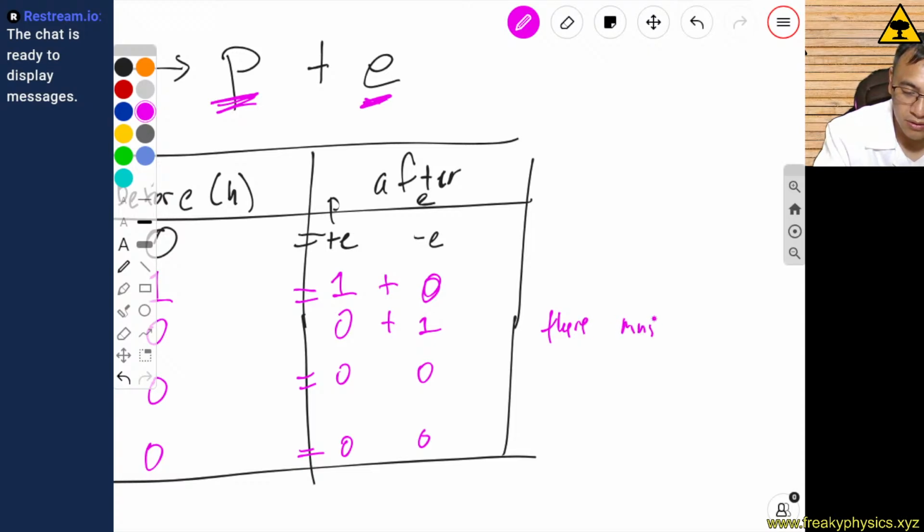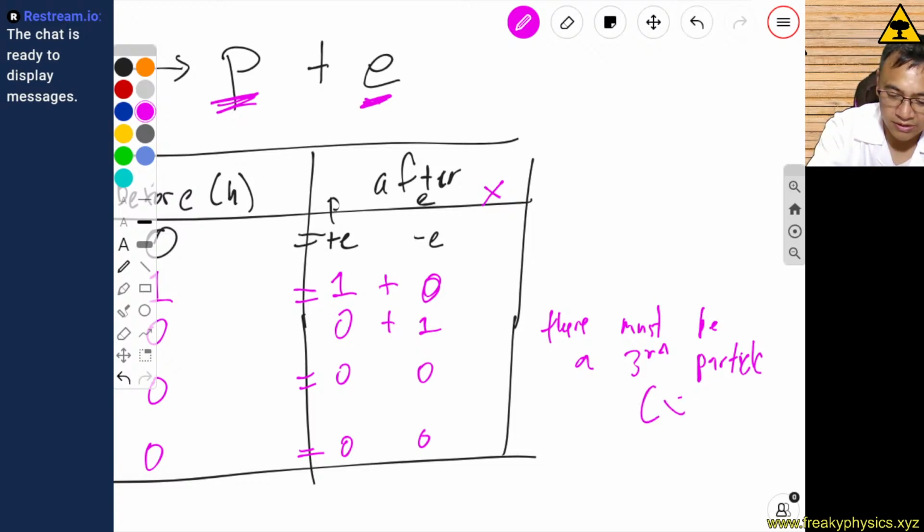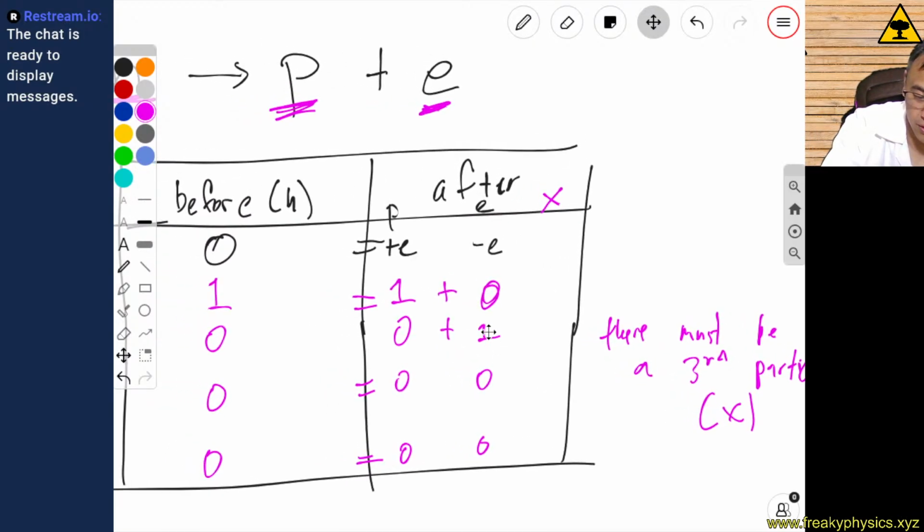There must be a third particle. Now, this third particle, we're going to call it X for now. Again, we know now that that's the anti-electron neutrino. Now, for this to happen, let's take a look at the conservation again.